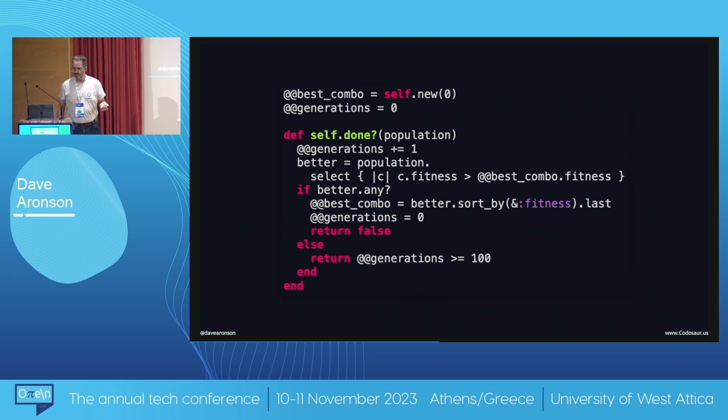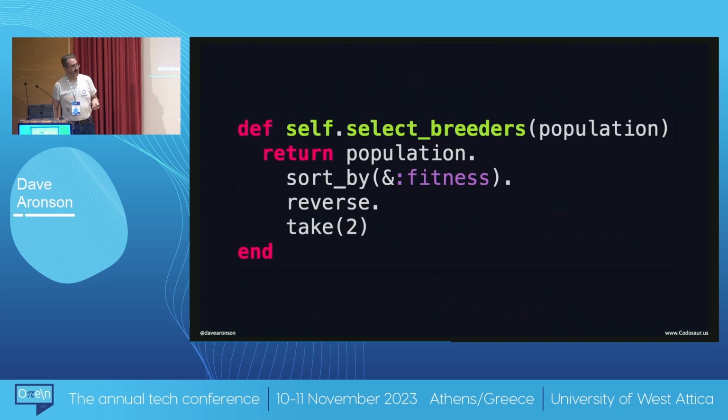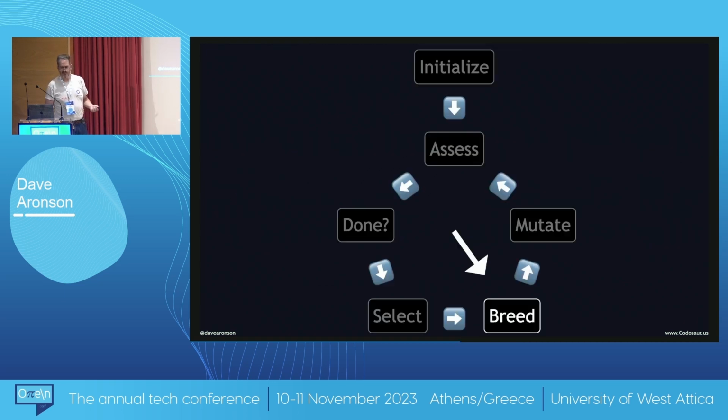Now, assuming we're not done, then the next step is to select some candidates to breed the next generation. And the obvious way, that's what's usually used, is to take the top 2, like so. You take the population, sort them by fitness descending if we didn't already, and just take the top 2. And with our current population, that would get us these 2 choices at 20,000 and 14,800 of whatever units we're counting them in.